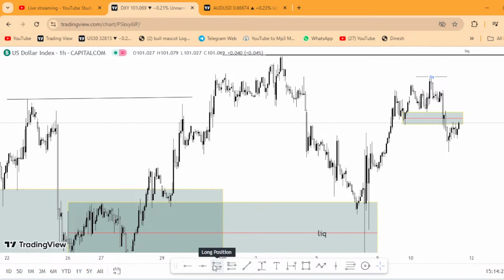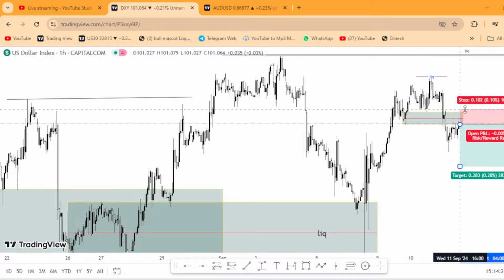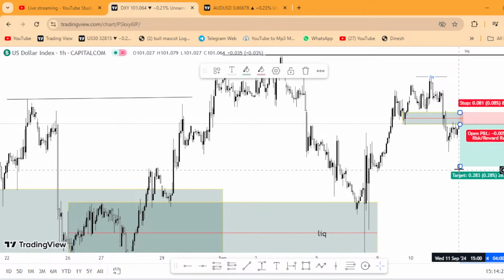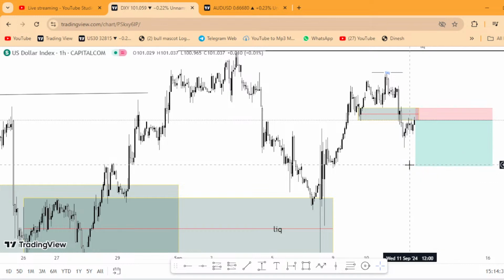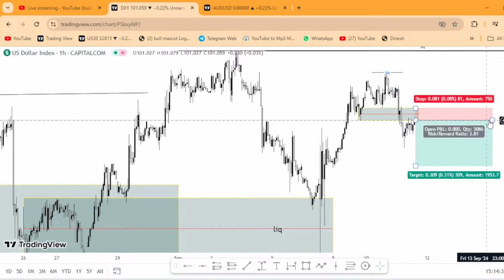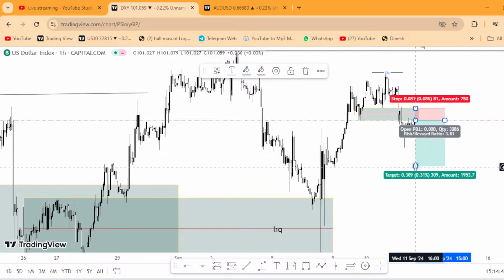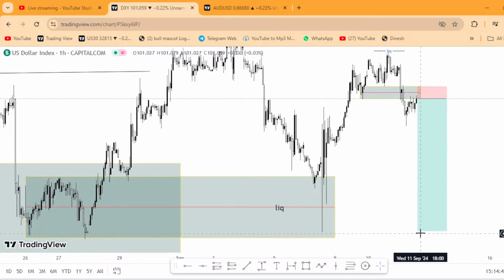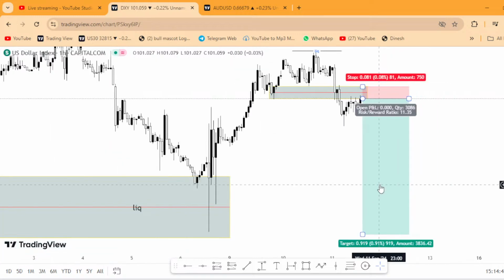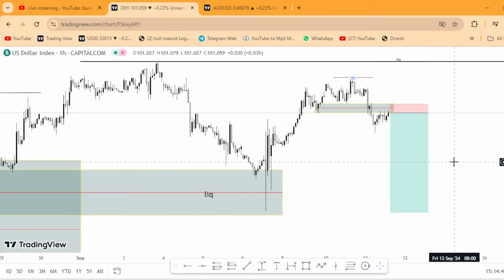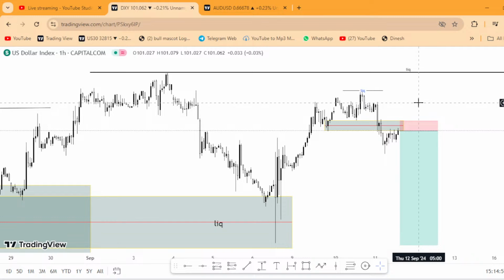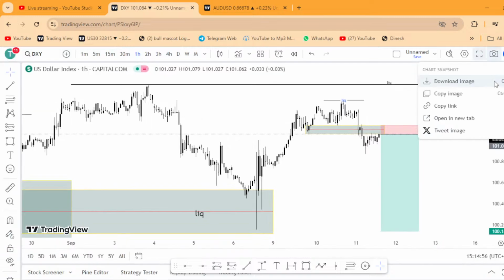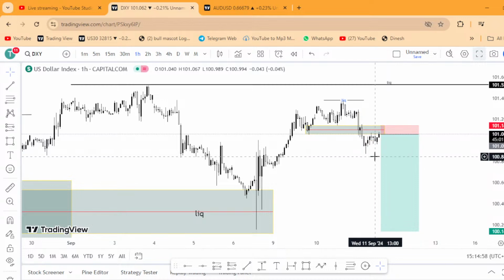Now, let's assume that this zone manages to hold the price. Maybe the nearest target will be this low. This one would be giving like a 1 to 3, or even almost a 1 to 10. So it depends. You can see that it is really worth taking if the market happens to give it. So that is the first consolidation.